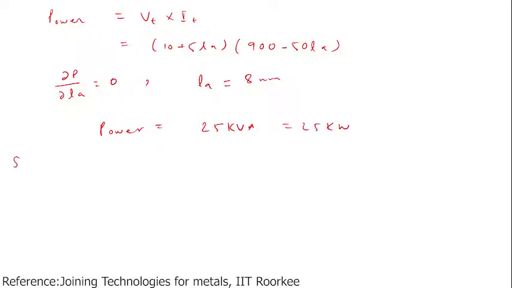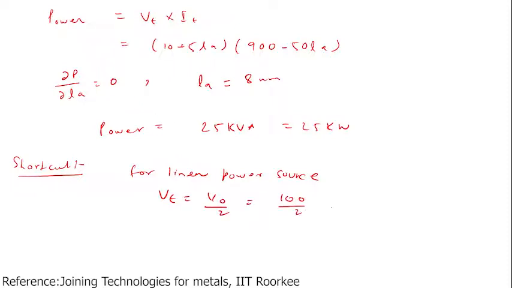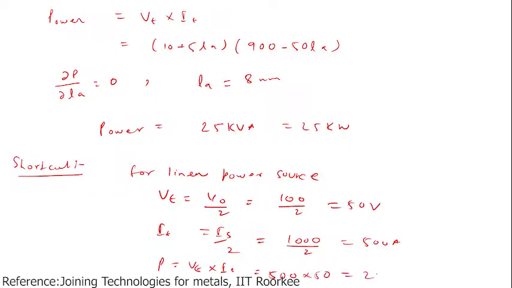One shortcut method we can use to solve this question: for a linear power source, your VT is equal to V naught by 2, that is 100 by 2, which is 50 volt, and your IT is equal to IS by 2. Then again you can write it as 1000 divided by 2. It will be 500 ampere. Then your power is VT into IT, that will be 500 multiplied by 50. It will be 25 kilowatt.